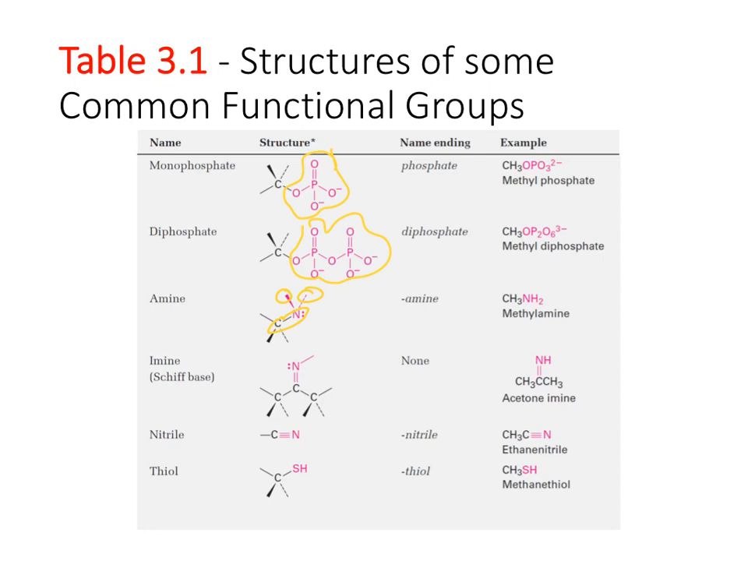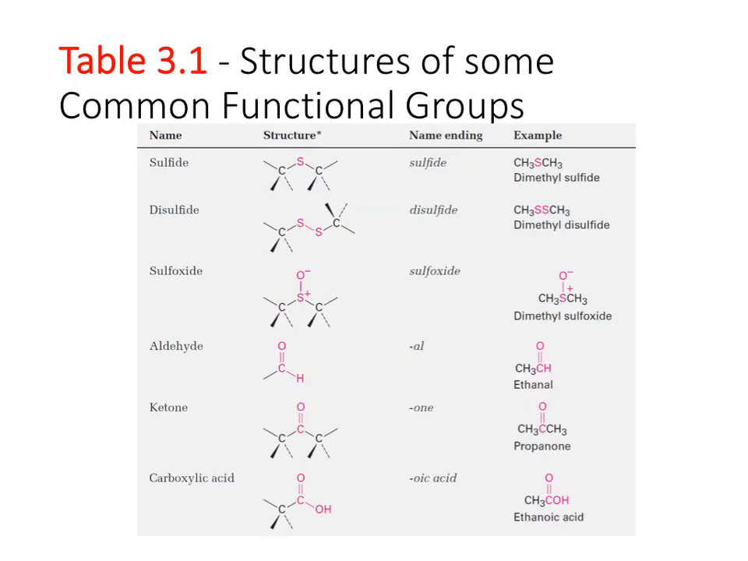An imine, IMINE, has a carbon-nitrogen double bond. A nitrile has a carbon-nitrogen triple bond. A thiol has a carbon bonded to an SH group. A sulfide has a sulfur between 2 carbons. A disulfide has a sulfur-sulfur bond, and each sulfur is further connected to a carbon. A sulfoxide has a sulfur-oxygen bond, which is often depicted as a double bond.